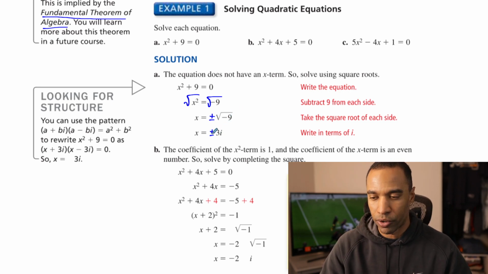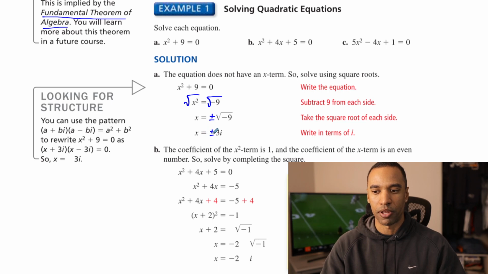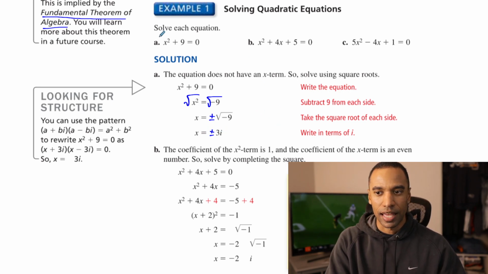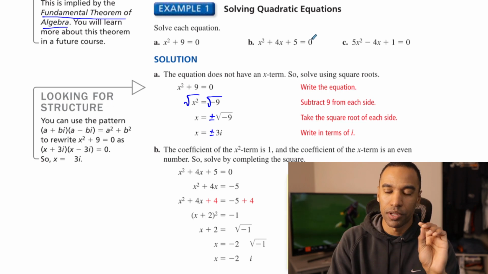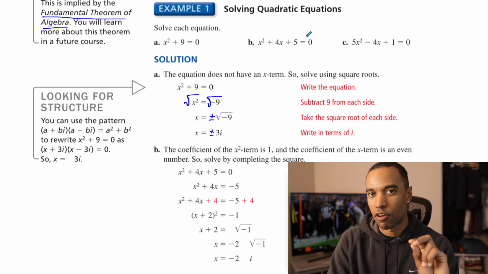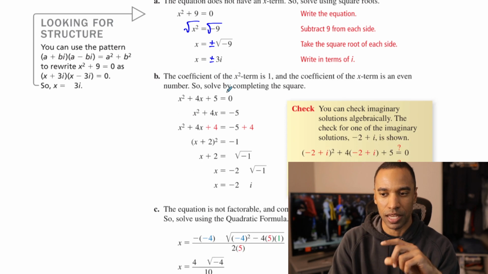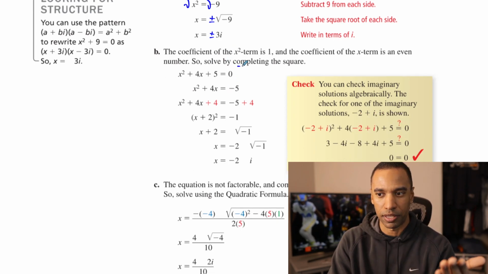That goes to section 4.6. So here are your two solutions, the plus or minus portion. That is part A. Part B, I have x squared plus 4x plus 5 equals 0. Non-factorable, but you can solve by completing the square, and it looks like that's what they do. That's the method that I would go by, completing the square.